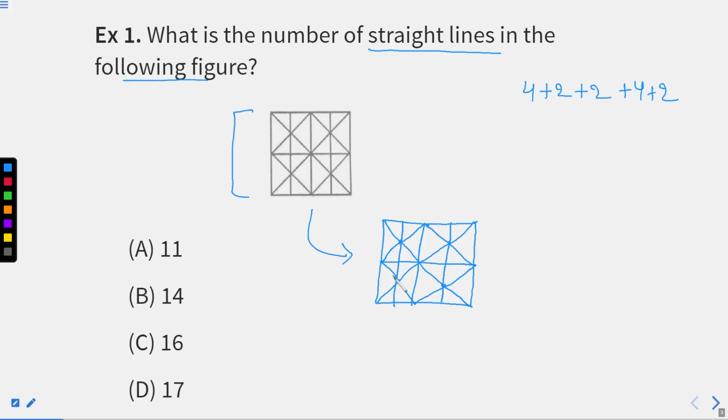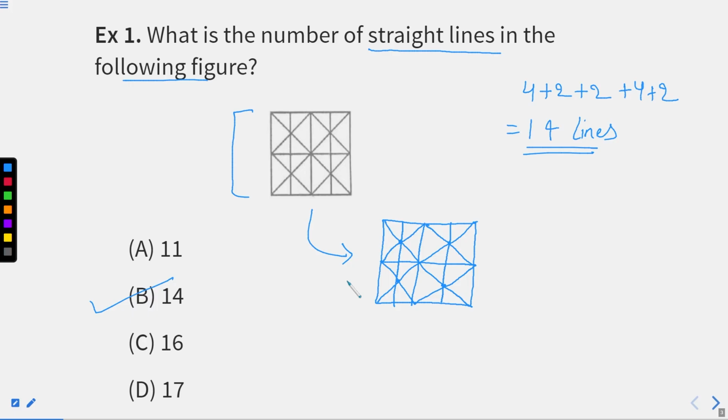As soon as we redraw this diagram, we write all the lines, we'll simply add this. 4 added in 2 will be 6, added in 2 will be 8, added in 2 will be 12, plus 2, 14. Total of how many lines? 14 lines are there. I hope you got this question well. How many lines are here? Total of 14 lines are here in this figure that is given.